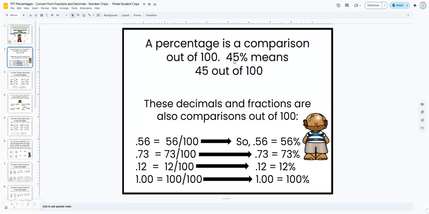So 45% means 45 out of 100. So here you can see you have a decimal. If you know how to read it correctly, that's 56 hundredths, which is the same as 56 hundredths as a fraction. And because we're comparing out of 100, it's 56%. So 73 hundredths, 73%. And then when we get down to the bottom here, 1 whole would be 100%.